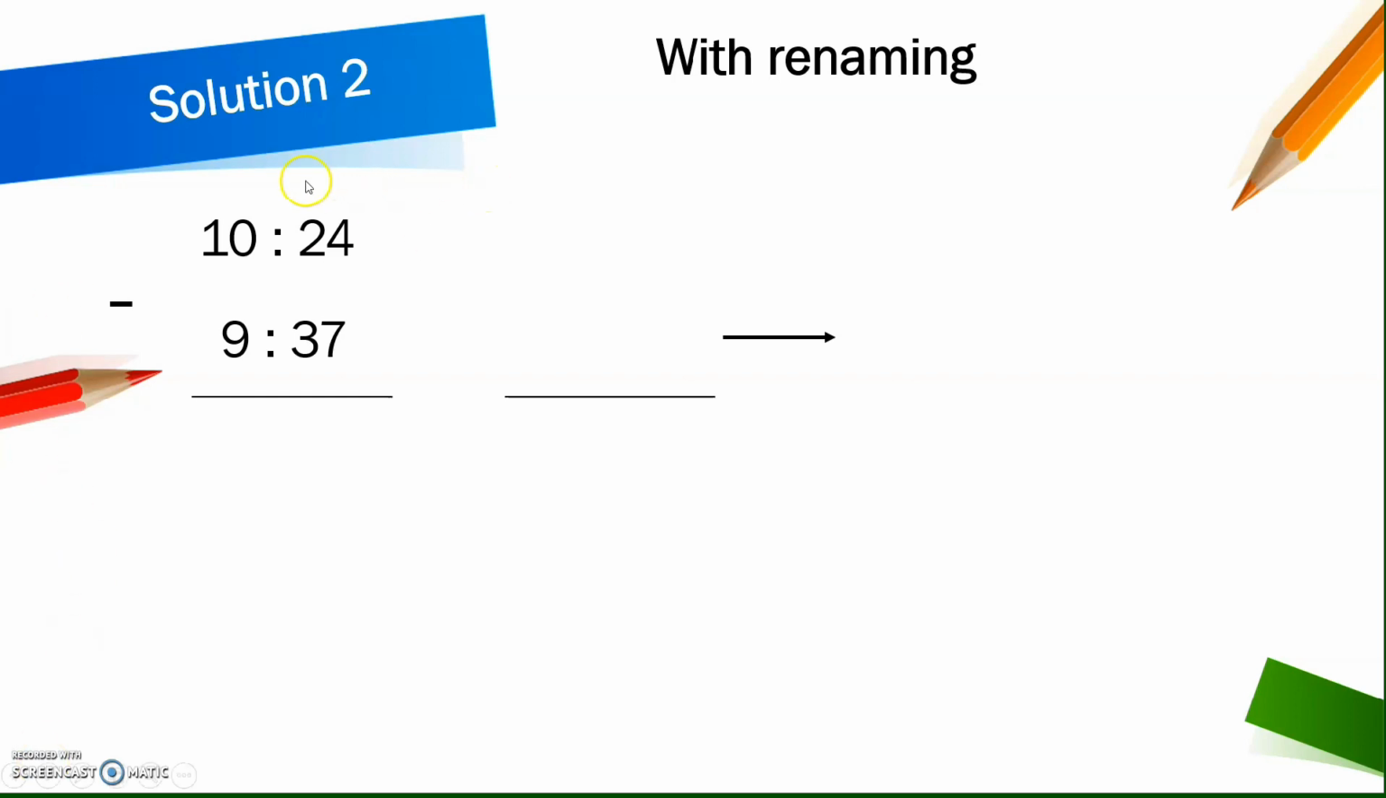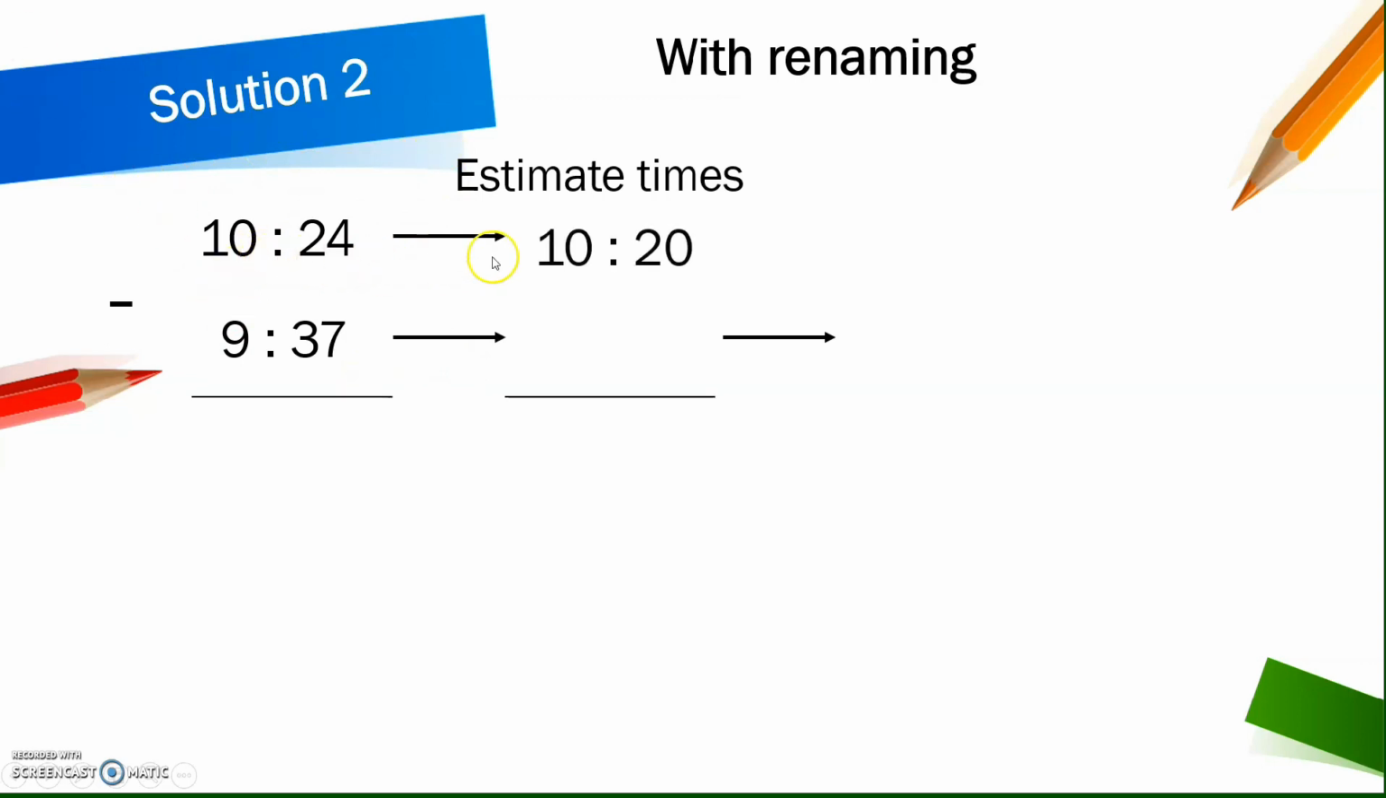Okay, solve naman natin yung with renaming. So, meron tayong 1024 minus 937. So, let's estimate the time. So, yung 1024 ay magiging 1020. Bakit? Kasi yung katabi ng 2 ay 4 lang, small number. So, yung 2 remains 2 and then 4 becomes 0.